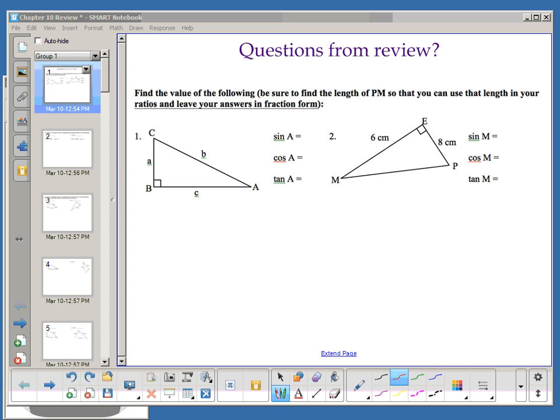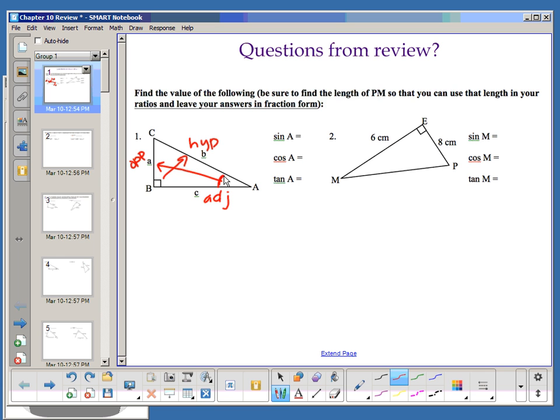And when you read a problem like this, it says find the value of the following. And then at the very end, it says leave your answers in fraction form, which really just means you need to set up your ratios and no solving is required. So for this first one, I go to angle A and see sine of A, and I would quickly just label my sides opposite. Remember, hypotenuse is always across from 90 degrees, and then here's our adjacent side.